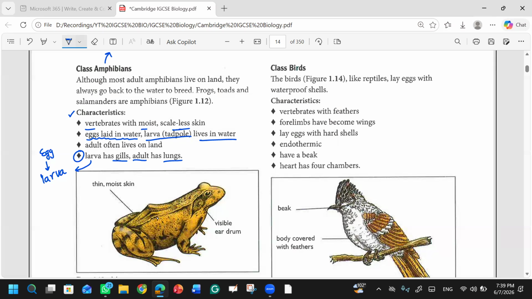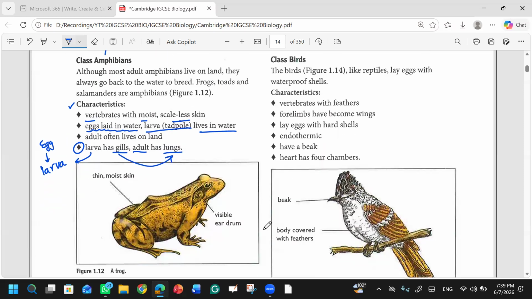And at the larval stage, when the egg is hatched and a larva is formed, they have gills, but when they become adult they have lungs. Their gills convert into lungs when they become adult. Are you clear with this? The class amphibians, this is easy.